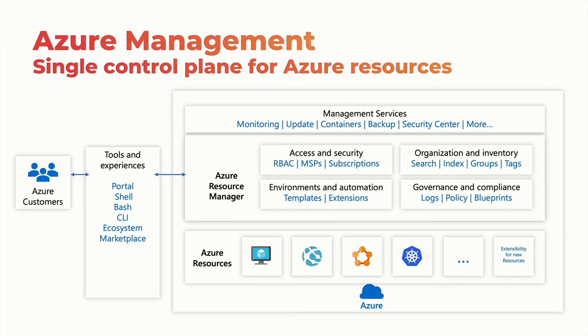So ARM has a set of templates and extensions that enable automation. So the ARM templates, which are either written in JSON or YAML, can be very easily updated based on your versioning system. And you can use infrastructure as code through ARM templates. Now, ARM has well-defined resources, you know, the VMs, the Kubernetes clusters, the database instances, everything is an ARM resource.